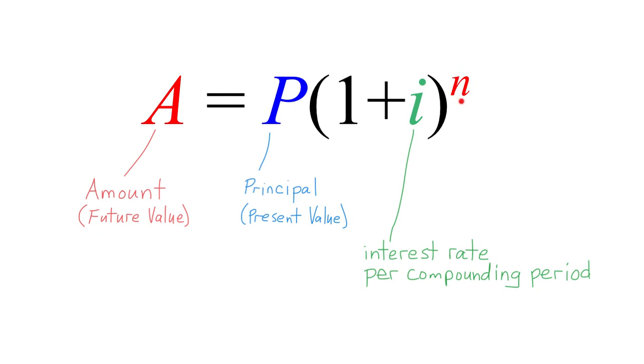And n is the exponent. This is not the number of years necessarily. It's the number of times the interest is being compounded, or we can call it the number of compounding periods. So make sure you have this formula on your summary sheet with the definitions of what the different letters represent.